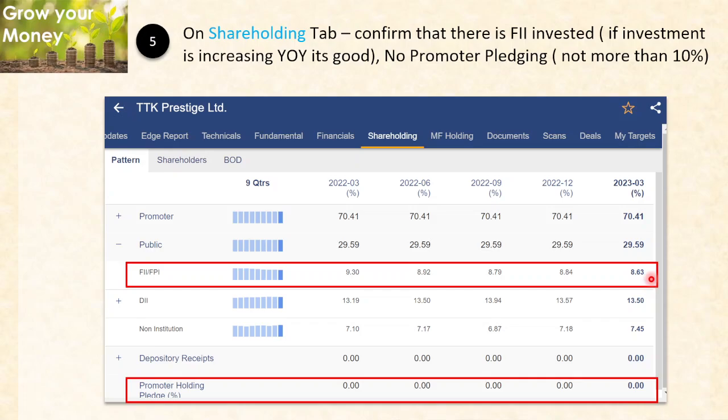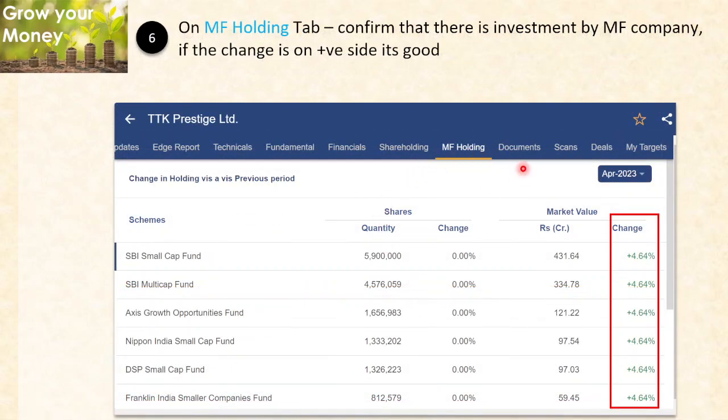If it is increasing, then the FII has long faith in this company, and then you can invest in this. Once we have confirmed the shareholding pattern here, then we look at the mutual fund holding. When you click on this, if you see that some of the mutual fund schemes have invested in this company, and if it is in the positive direction, it is good for us.